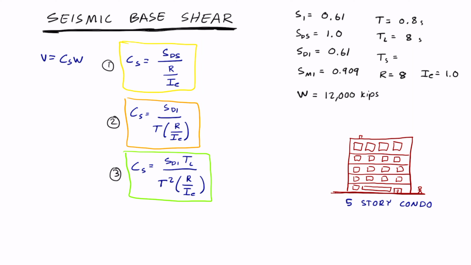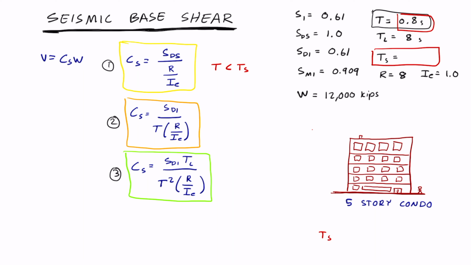We have to decide which one of these 3 equations to use, and we'll decide based on the value of T, which is given. So for this example, T is 0.8 seconds. You would use the first equation when T, which is 0.8 seconds, is less than TS. But what is TS? Since it's not given here, we need to find what TS is. There's an equation for that.